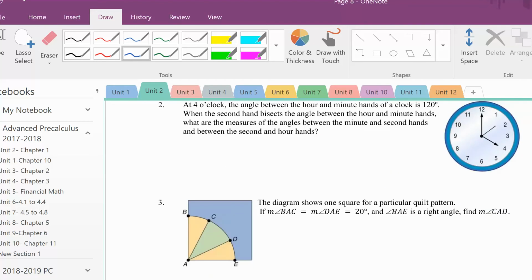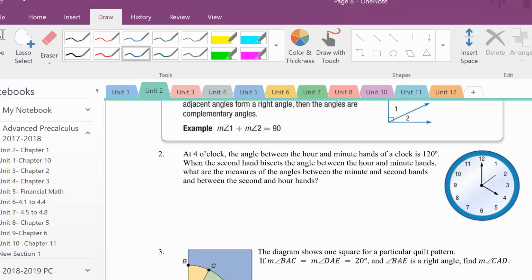So here it says at 4 o'clock, the angle between the hour and minute hands is 120 degrees. When the second hand bisects the angle, so that means these two parts are congruent, what are the measures of the angles between the minute and second hands and between the second and hour? Well, if the whole thing is 120 and you divide it in half, that means it has to be 60 degrees and 60 degrees. So those two are both 60 degrees.